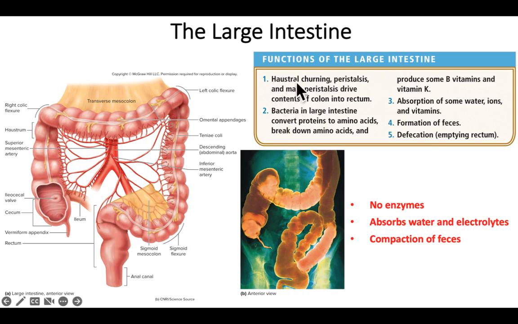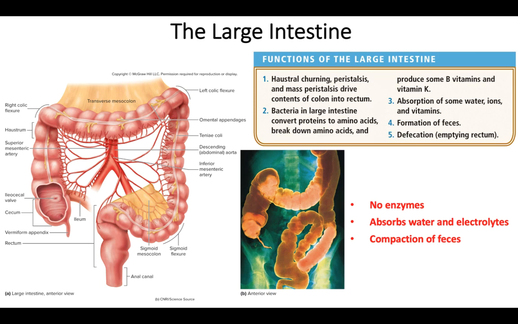The functions: moving the material, haustral churning, using some peristalsis to move that by this point we would call it feces. It houses a lot of bacteria that are going to digest some of our nutrients that we didn't. The problem is bacteria digest molecules a little differently than we do. So they're going to produce gas as a byproduct. They're going to produce molecules that have an odor as a byproduct.